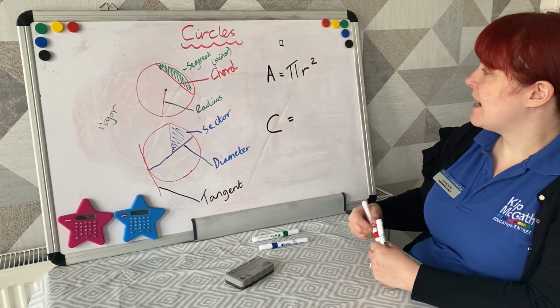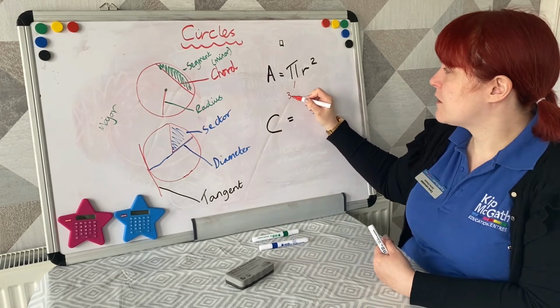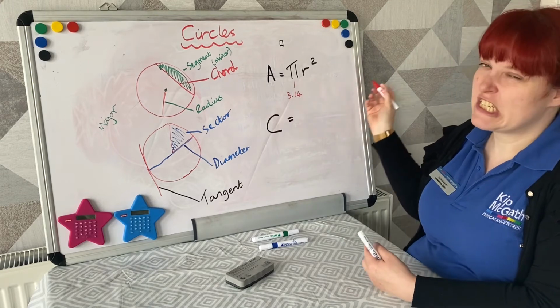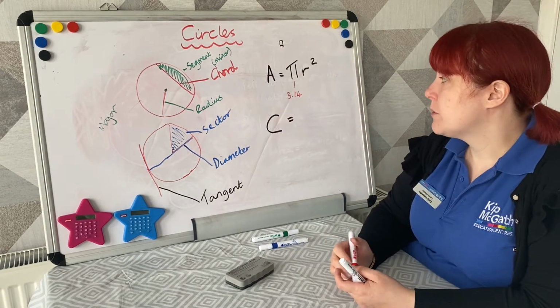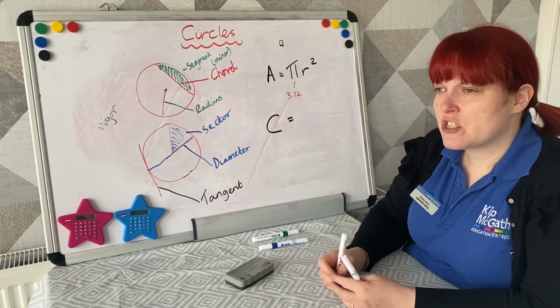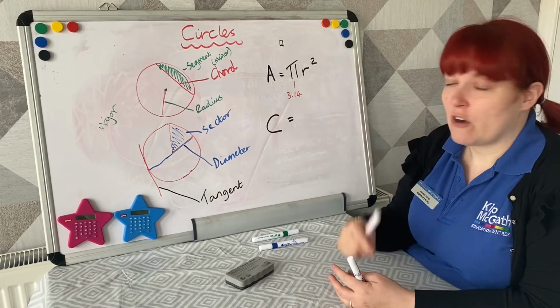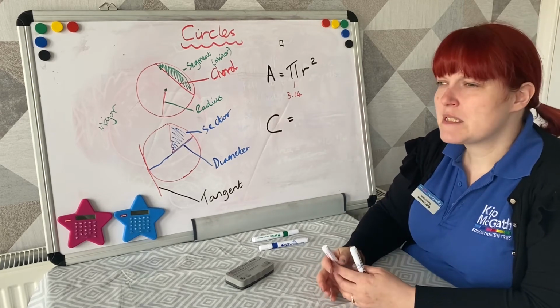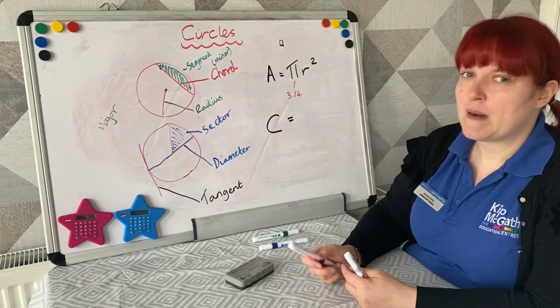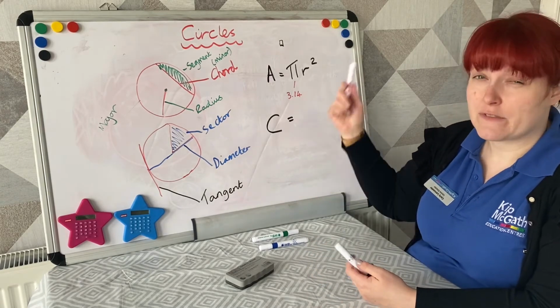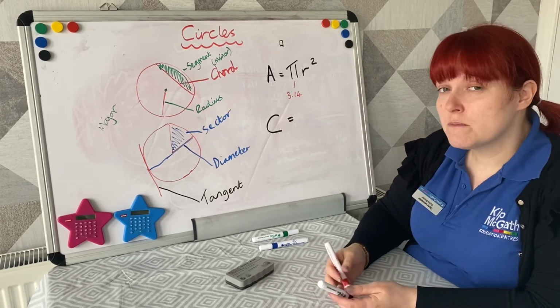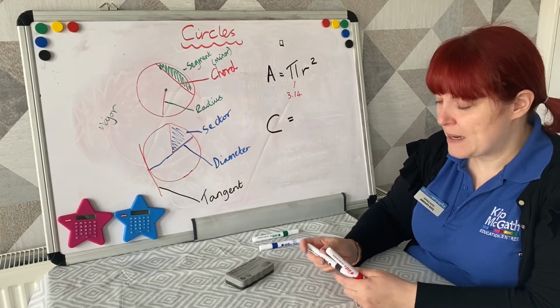So pi r squared, pi is roughly 3.14, and it continues for a lot of numbers, but sometimes in maths questions it will say obviously use your calculator. Sometimes it will say use the value of pi as this, and you would have to use that in your calculation. And sometimes it asks you to leave it in terms of pi.